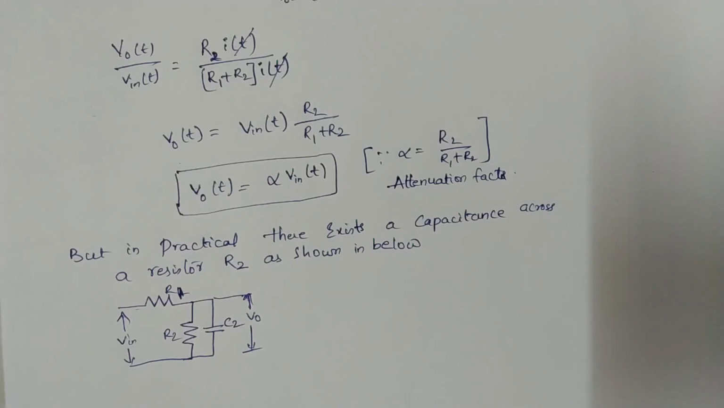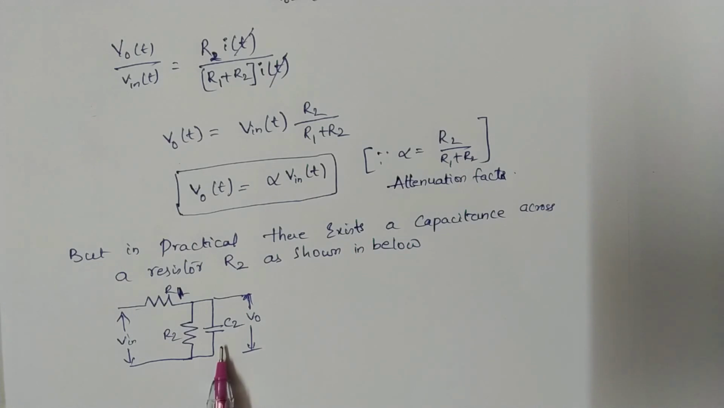But according to the definition of the attenuator, we know that the amplitude of the input signal is reduced by a finite amount at the output. At the output there should be a decrease in the amplitude, but it should not distort the signal, that is, it should not change the shape of the signal. But as it has a stray capacitance, which is frequency dependent, there will be a change or a distortion in the shape of the signal at the output.